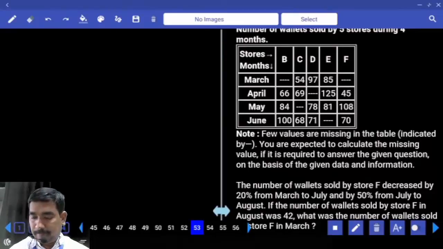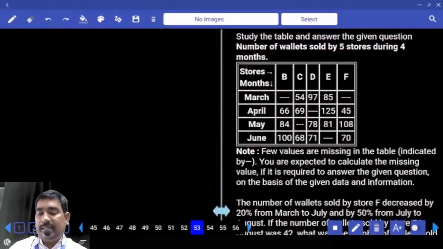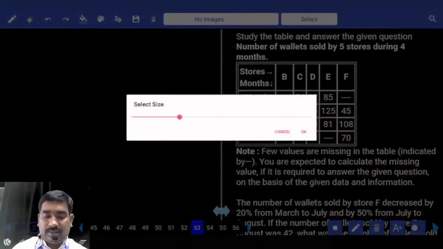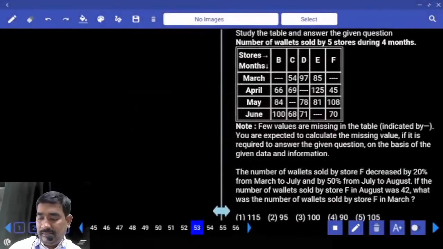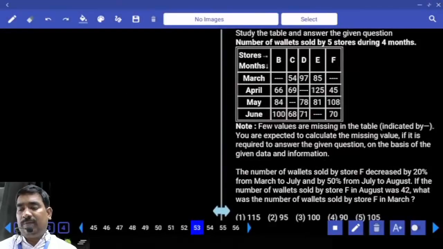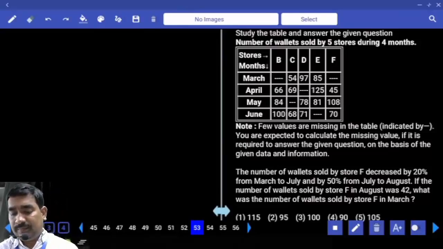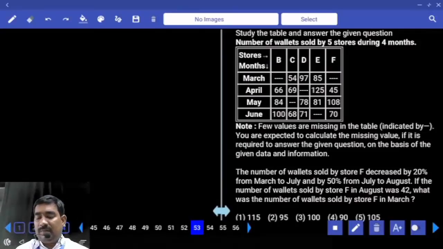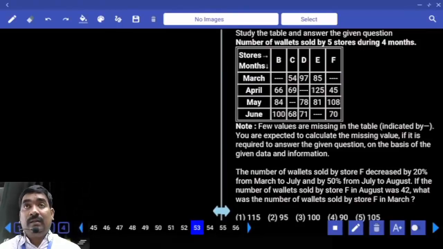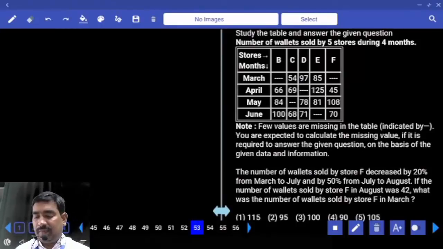Next, see. Study the table and answer the given questions. Number of wallets sold by 5 stores during 4 months: March, April, May, June. Stores are B, C, D, E, F. Few values are missing in the table. You are expected to calculate the missing value if it is required to answer the given question on the basis of the given data and information. First one.